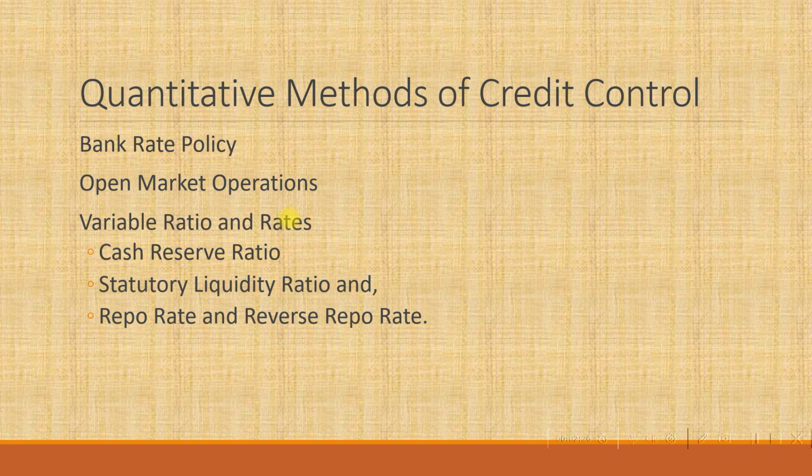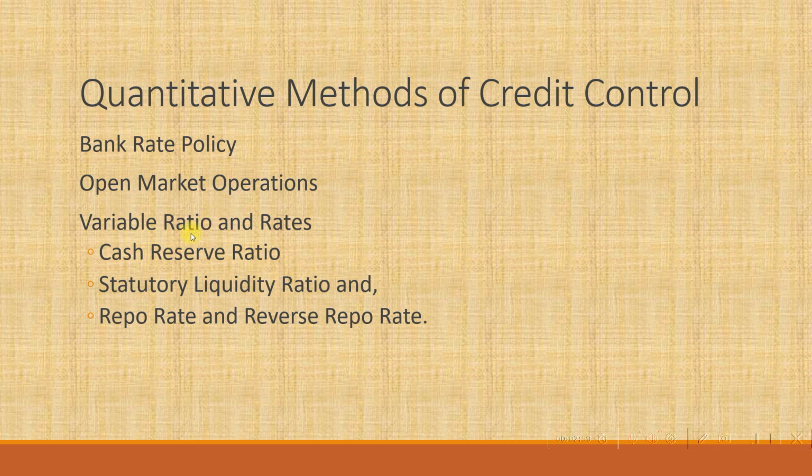Next is variable ratio and rates. The following ratios and rates are discussed. First being the cash reserve ratio. Cash reserve ratio is that portion of total deposits in the commercial bank that has to be left with RBI as cash reserves. So if CRR is reduced, more money will be there with the commercial banks that they can lend, increasing economic activities. Or they actually give that money out as loans, increasing economic activities.